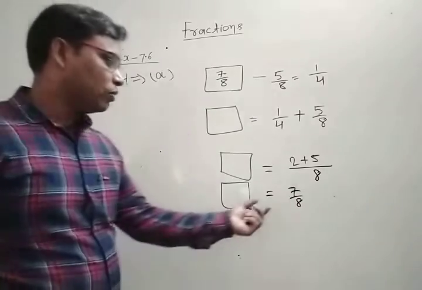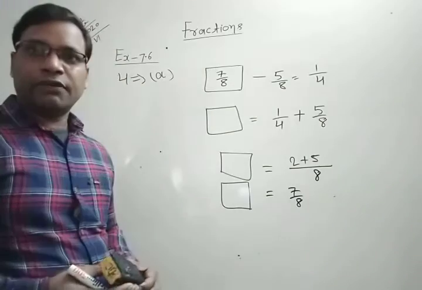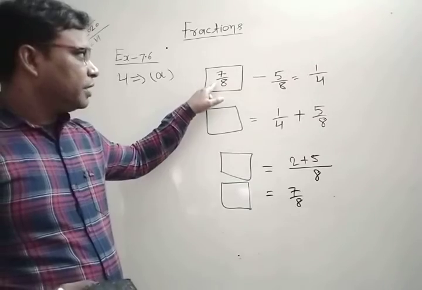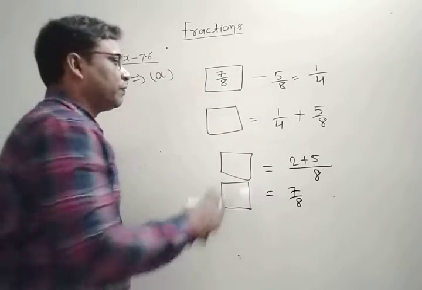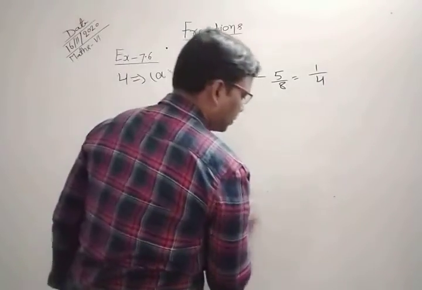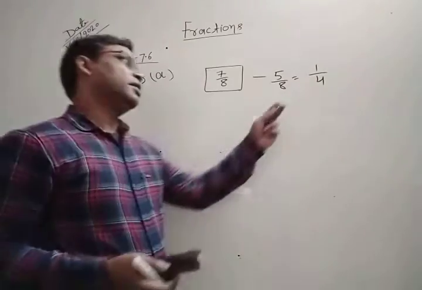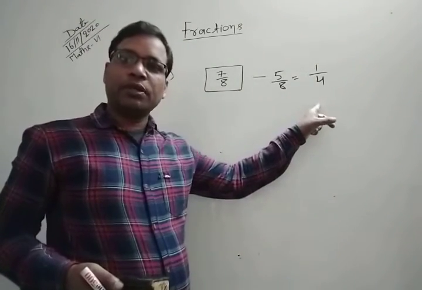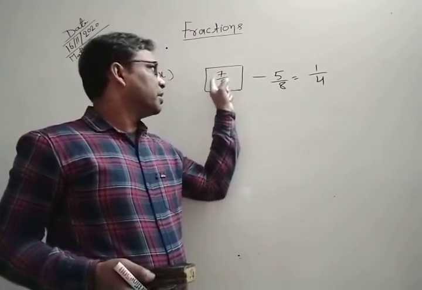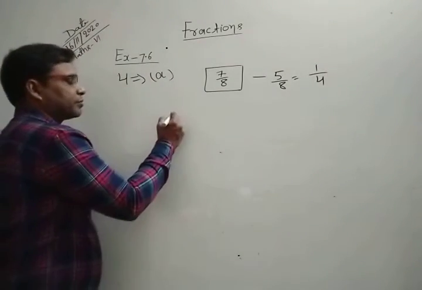This is clear? The value of the box is 7 by 8. Clear? So I hope all of you understood. How can we check whether the fraction we filled in here, 7 by 8, is right or wrong? For this we find the subtraction. We subtract 5 by 8 from 7 by 8. Then we get 1 by 4. If you get 1 by 4, then our fraction is filled in correctly. This is right. So you can check it.